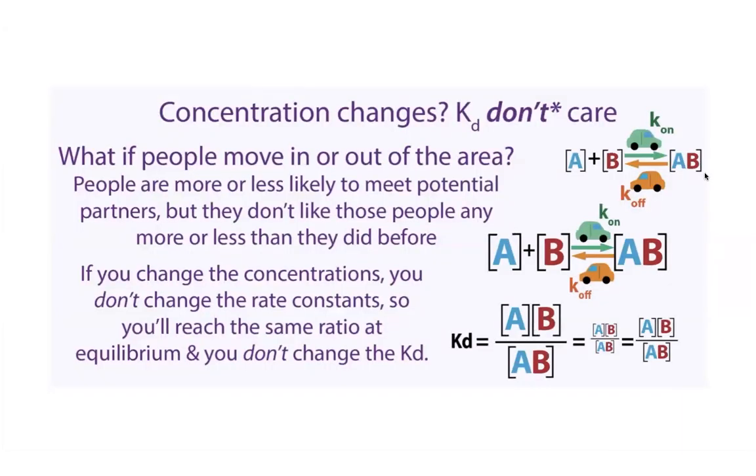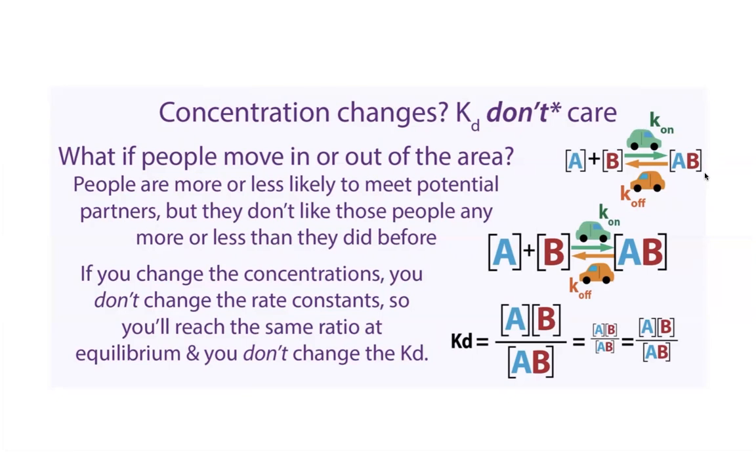And now let's think about what does and doesn't influence it. So let's think about changes in the concentration. What if people move in or out of the area? Well, as we talked about before, this means that people are more or less likely to meet potential partners. So you're more likely to find a potential partner if people move in, and you're less likely to find a potential partner if people move out. But you don't like those people any more or less than you did before. And so KD isn't going to depend on the concentration.